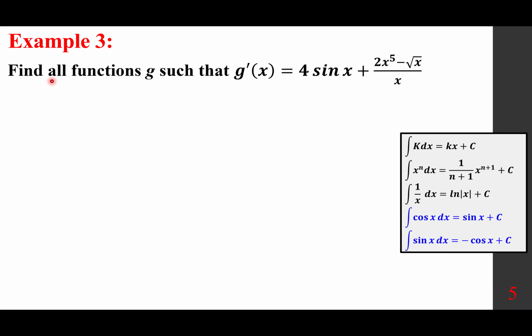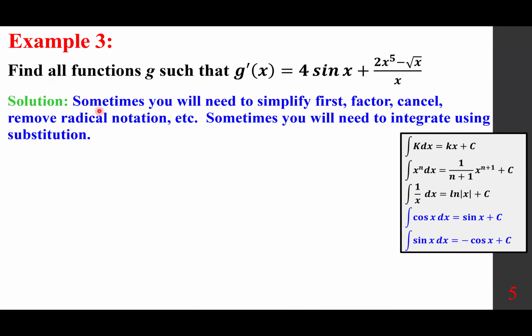Find all functions g such that g prime is 4 sine x plus 2x to the power of 5 minus the square root of x, over x. In general, to find the integral or the antiderivative, the methodology is, sometimes you will need to simplify first: factor, cancel, remove radical notation, etc. Sometimes you will need to integrate using substitution. So the first thing is to make up two fractions here.